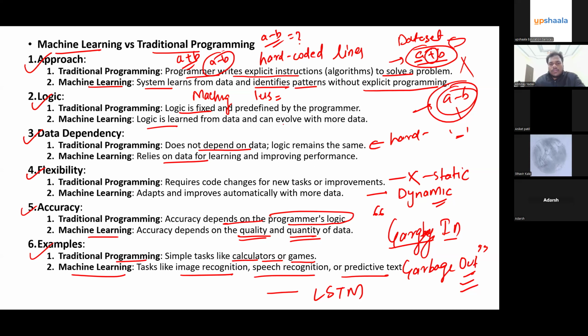This is something very important I mention here: the quality and the quantity of the data will define your accuracy. That's why deep learning models are much more accurate as compared to machine learning models. Why? Because they use a large amount of data in nature. Am I clear? Yeah, okay.